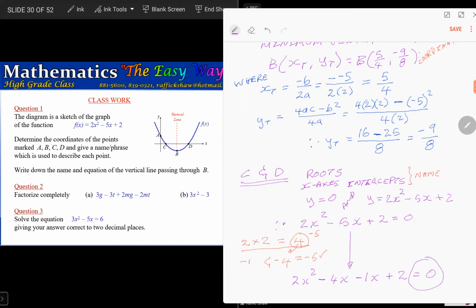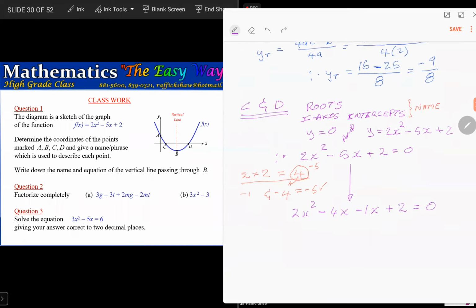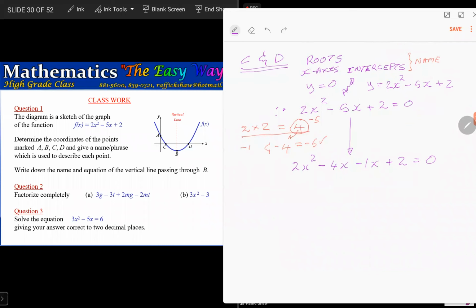Some persons tend to leave off the equals 0 from the equation. No, get out of that bad habit. If it's an equation you're solving, you need to show the equation all the way down. So we're going to clean up all of those things. So don't worry yourself. So anyway, let's move on.